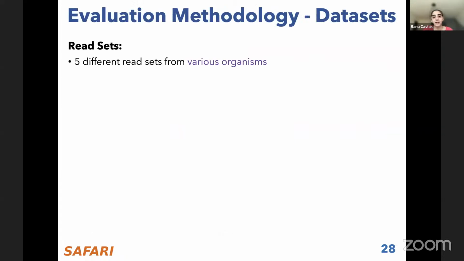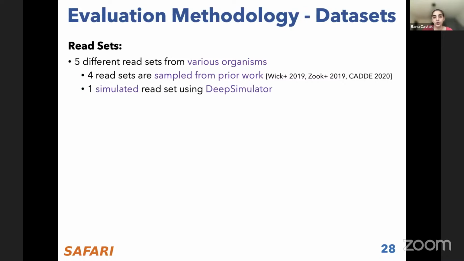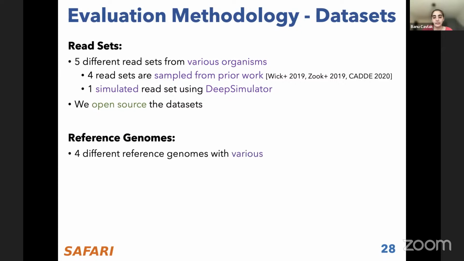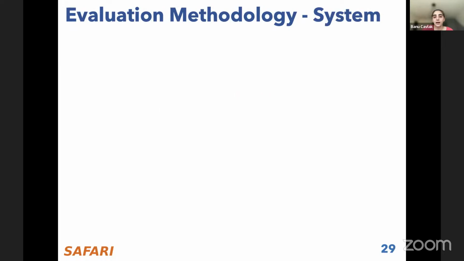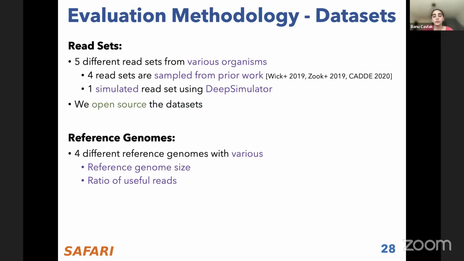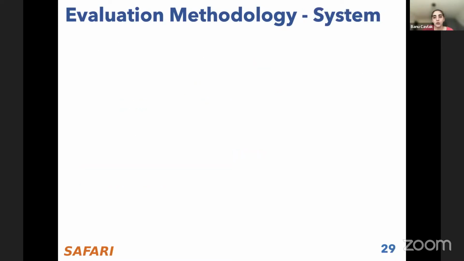We have various data sets, 5 different data sets from various organisms, most of them sampled from prior work, and then one we simulated using DeepSimulator because we couldn't find any proper real data set for this type of viral reference mix. And we open source all our data sets so that you can reproduce our results. We have 4 different reference genomes with various reference genome sizes and ratios of useful reads to show that we really can do very well in different kinds of scenarios.